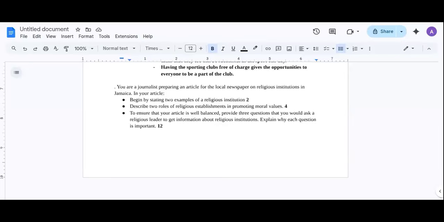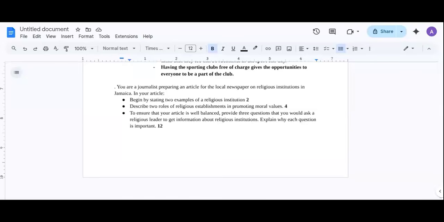It was out of 4 marks. If she would have covered it by describing the 2 roles, then yes, she would have gotten the 4 marks. So did she describe? Okay, good. So you would give her 4, because she did describe the 2 roles of religious establishments. I'm seeing somebody else saying they would give her the 4 marks as well.